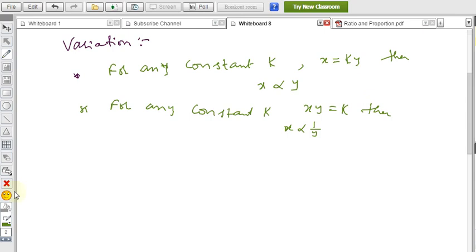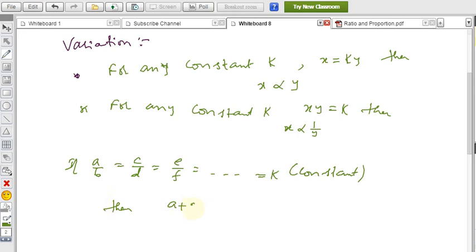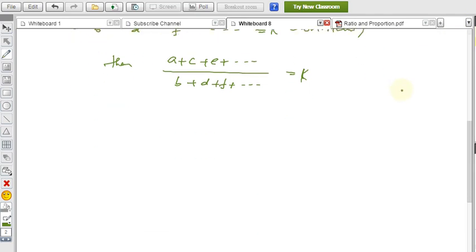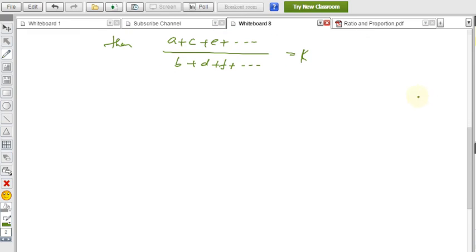Then let us see one simple shortcut. Even in terms of terms, they'll give: if a by b is equal to c by d is equal to e by f and so on is equal to some k, where k is a constant, then we can apply this formula: a plus c plus e and so on by b plus d plus f and so on is also the same k. So even if separate ratios are equal to k, adding all the numerators and all the denominators is also equal to the same constant k. These are the brief information regarding the theory part.